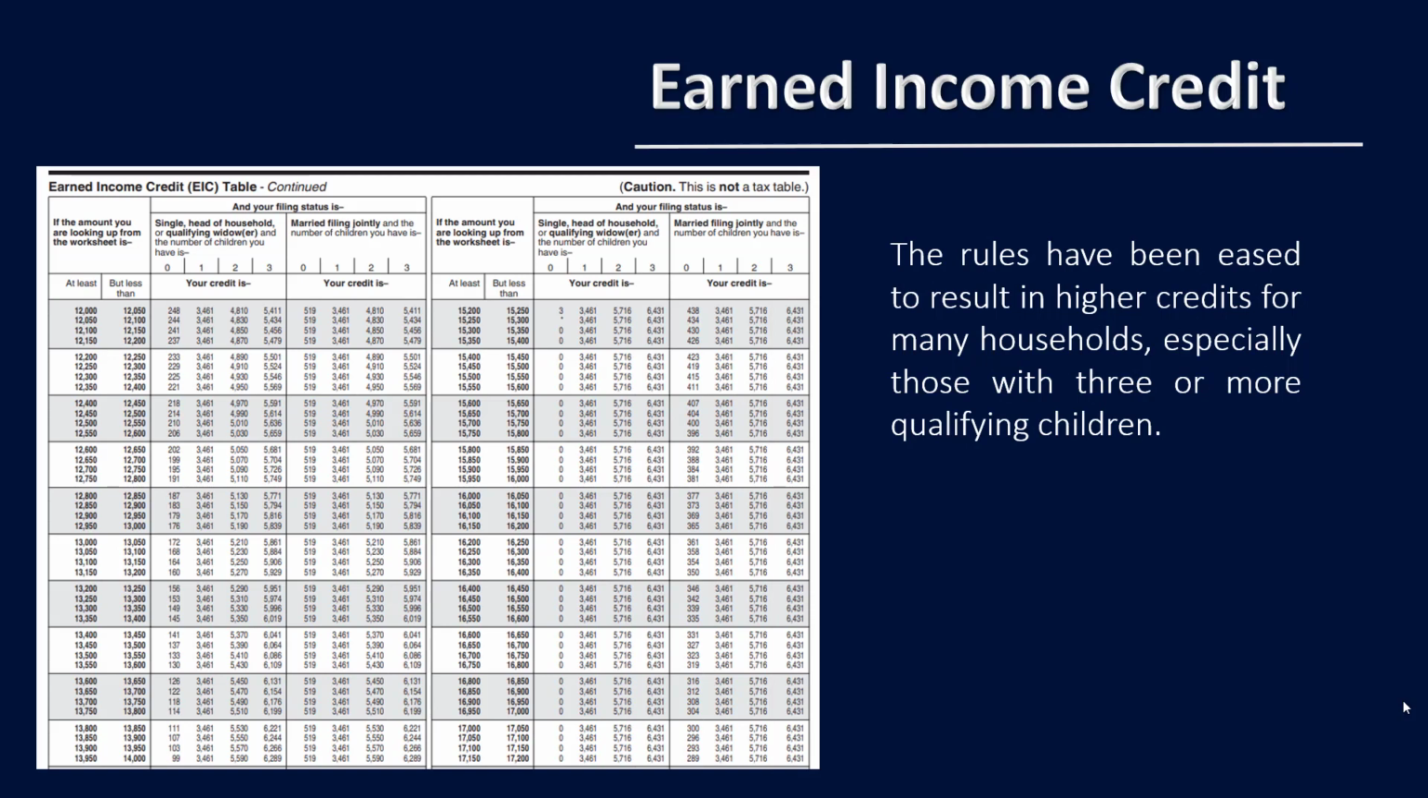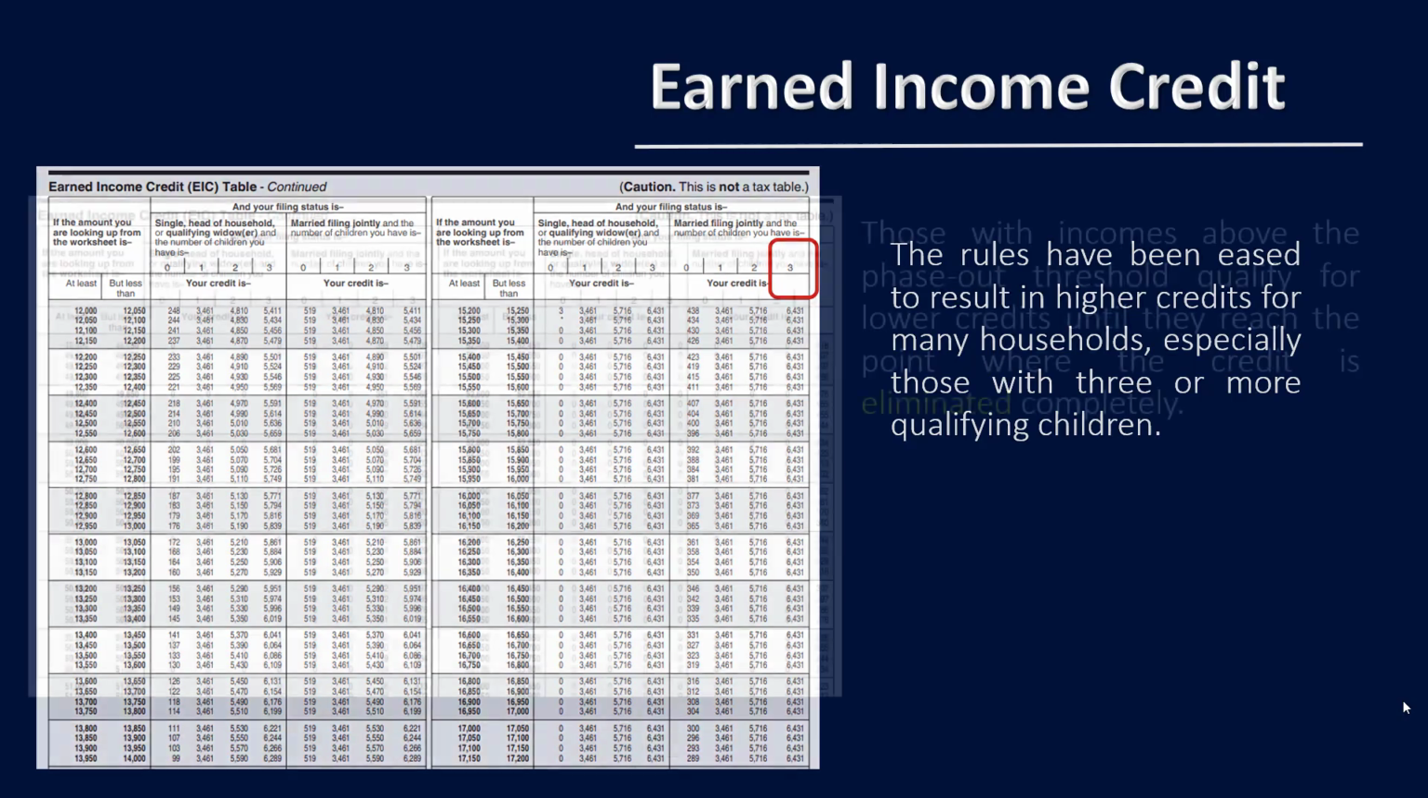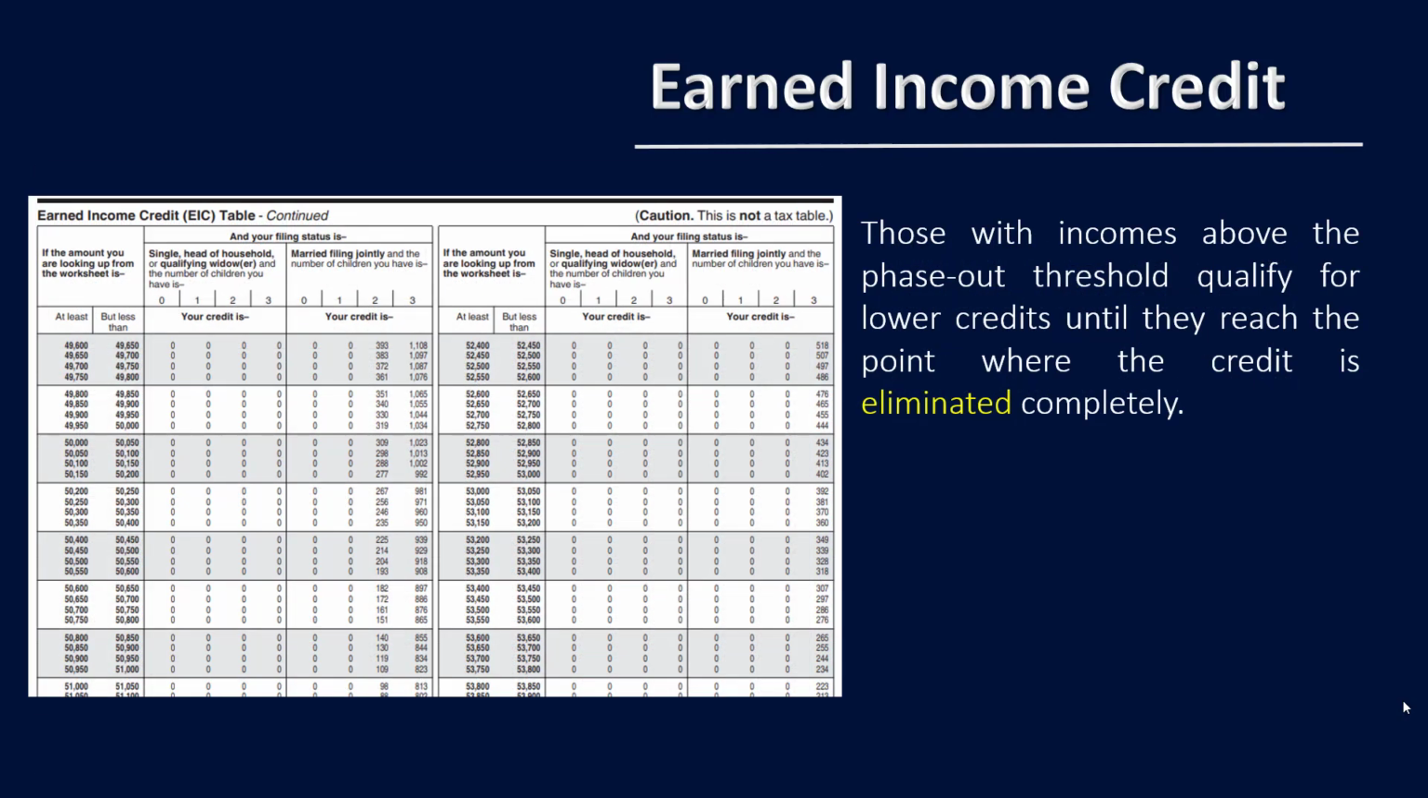The rules have been eased to result in higher credits for many households, especially those with 3 or more qualifying children. And those with incomes above the phase-out threshold qualify for lower credits until they reach the point where the credit is eliminated completely.